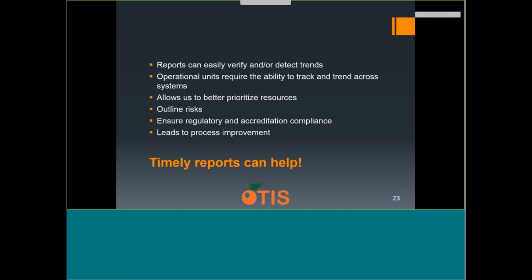And let's go back to the reports, and this all kind of comes together. A report can easily verify or detect trends for you. Operational units require the ability to track and trend across systems. And it allows us to better prioritize resources, outline risks, ensure regulatory accreditation compliance, and leads to process improvement.